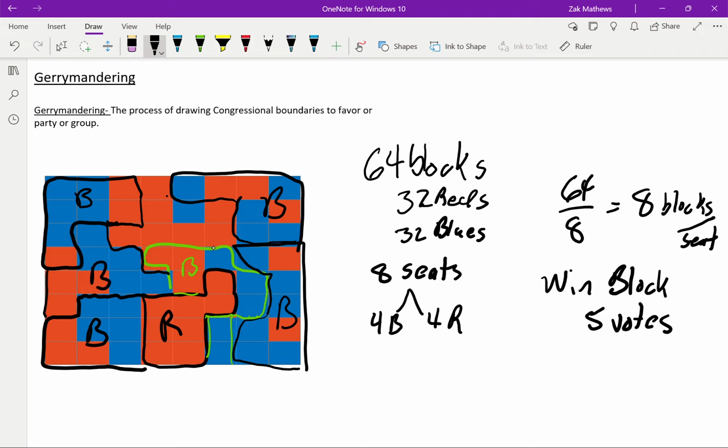And then the reds have lost that one here. The reds have won that one there. So I've had to take a little bit of time and do a little bit of rearranging to come up with these different districts. But you see actually what I've created is 6 blue and 2 red. So not very fair by the looks of it.